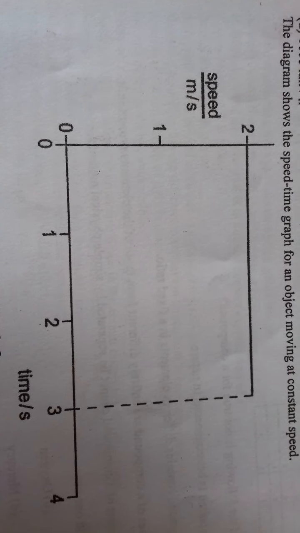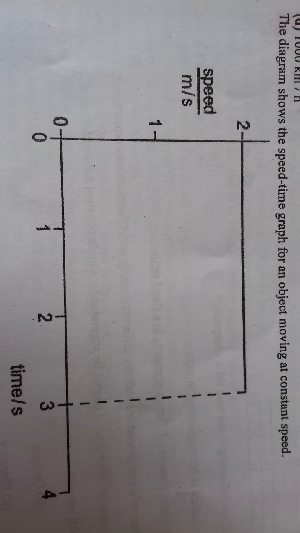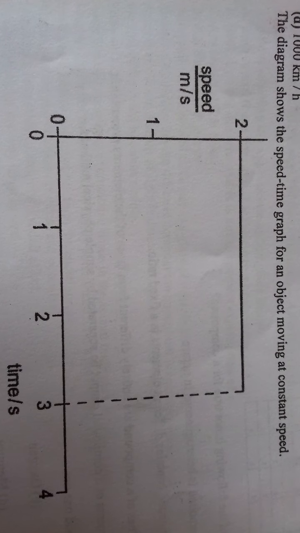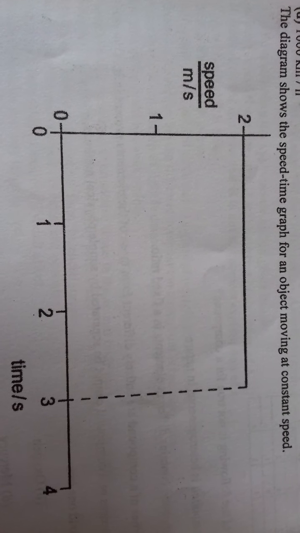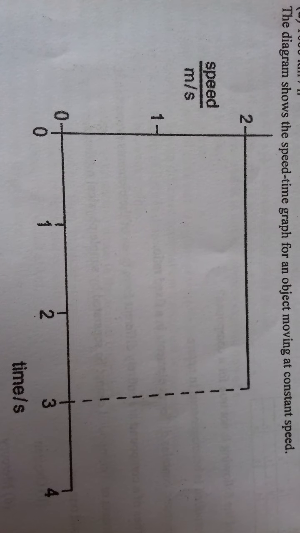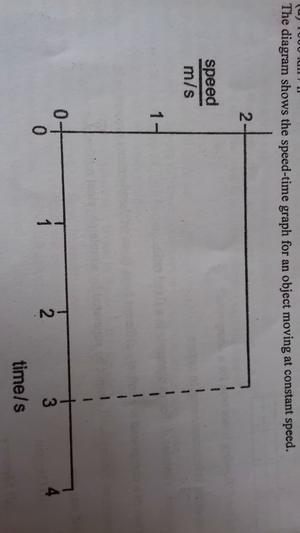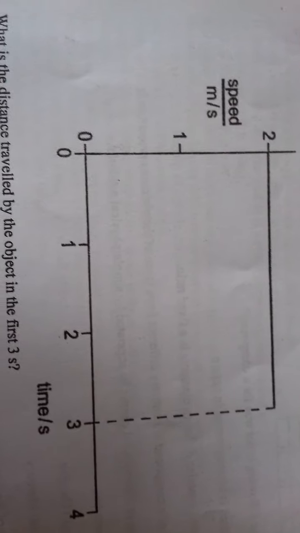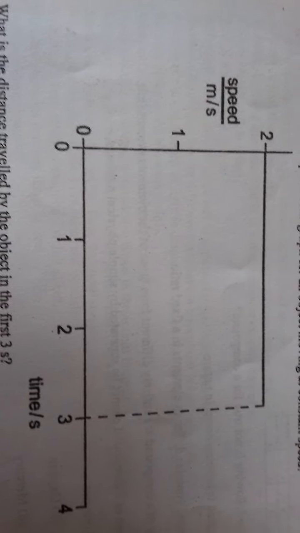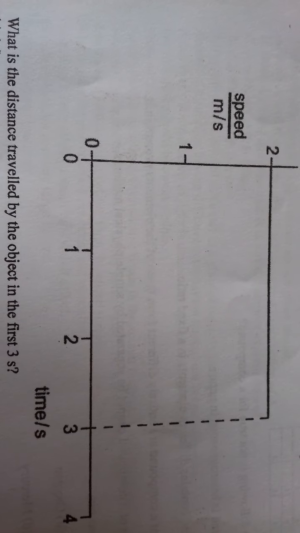So now our next MCQ is, the diagram shows the speed time graph for an object moving at constant speed. If we look at the graph, it is a speed time graph and speed is given here in meter per second and time is in seconds. What is the question here? What is the distance traveled by the object in first 3 seconds?